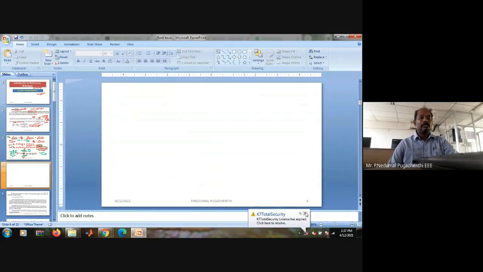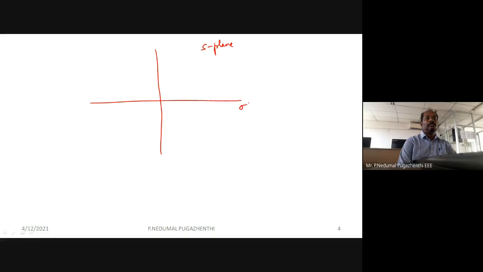Let me explain one more important issue regarding stability. Why do you want this movement of roots to be traced? Let us say this is your S plane. This is your S plane. So this is sigma, minus sigma, j omega, minus j omega. It's a complex plane.